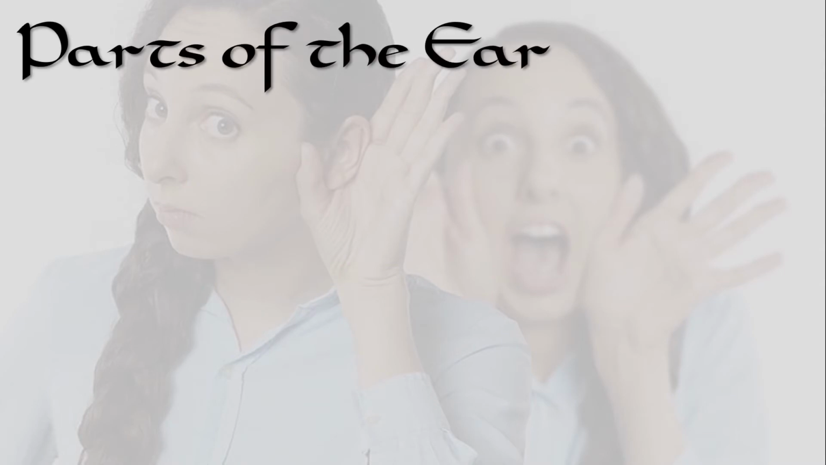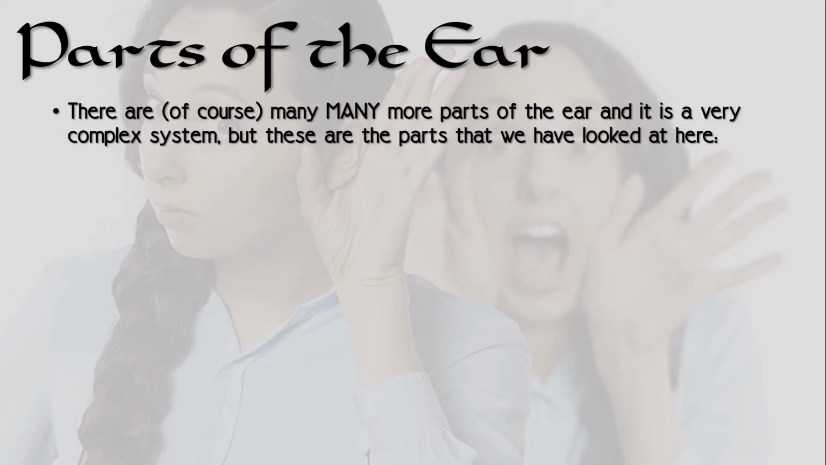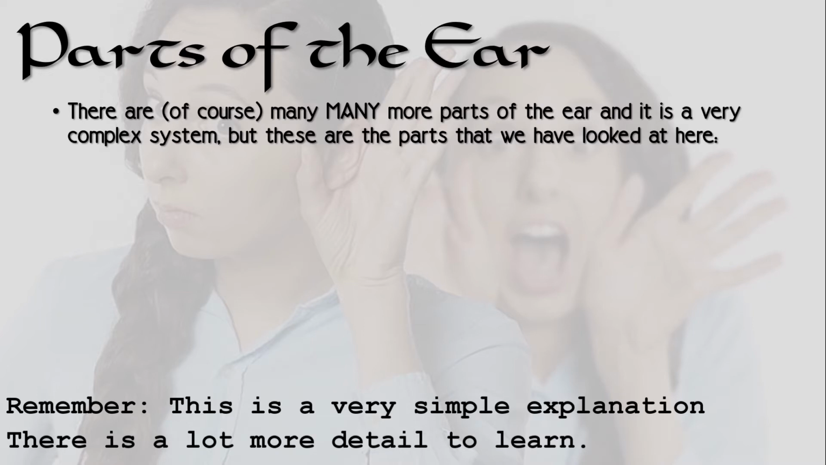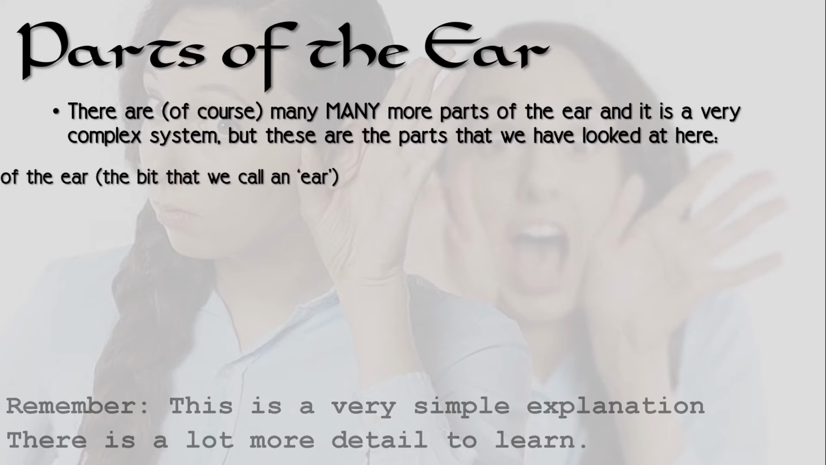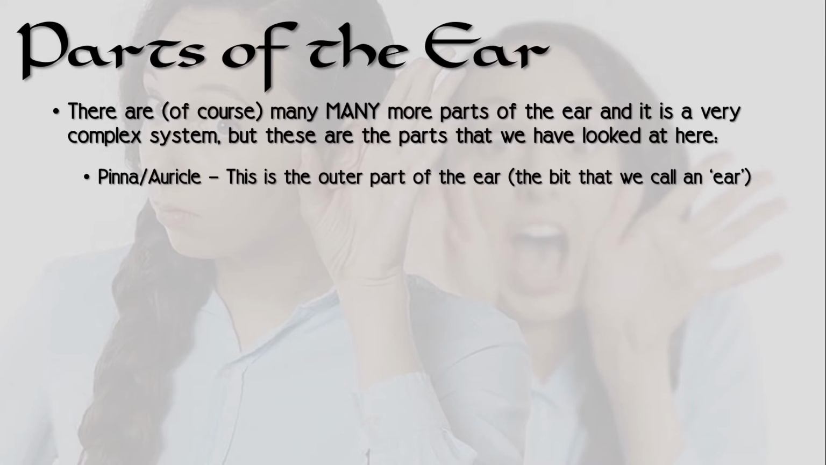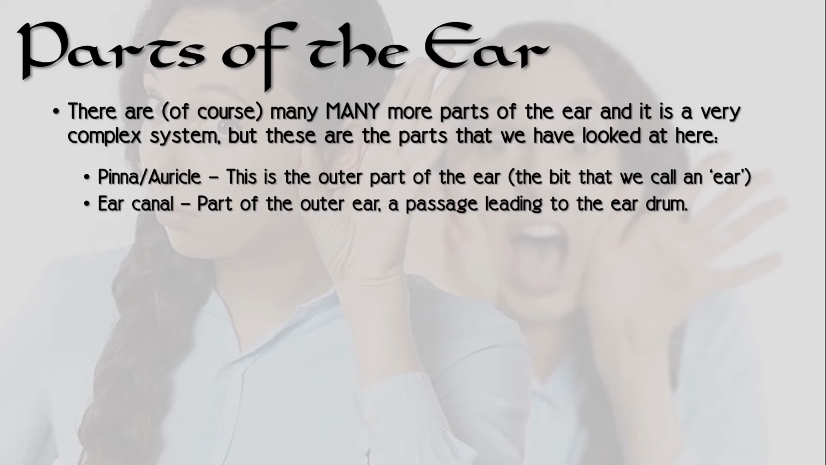Let's just go through the parts of the ear that we looked at there and talk about exactly what they are. There are many more parts, and it is a very complex system. We are oversimplifying it here, but these are the parts we have looked at. On the outside is the pinna, also called the auricle, and this is the outer part of the ear, the bit that we in everyday language call an ear. Then there is the ear canal, which is the hole that leads through the outer ear and to the eardrum.